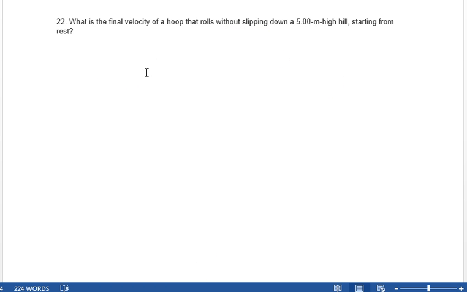All right, so I'm going to go at this with conservation of energy, right? And so we have the mgh, the potential energy of the hoop at the top of the hill. It doesn't have any kinetic energy yet. Once it gets down to the bottom of the hill, it has no more potential energy, but has 1/2 mv squared, plus 1/2 I omega squared. Now, 1/2 I omega squared is the rotational kinetic energy, right? And because we're not slipping, omega is V over R.